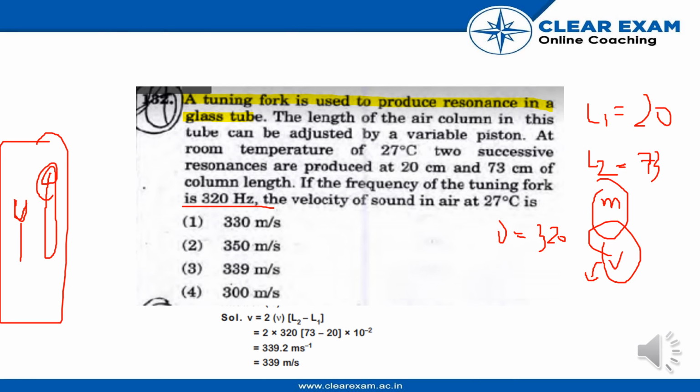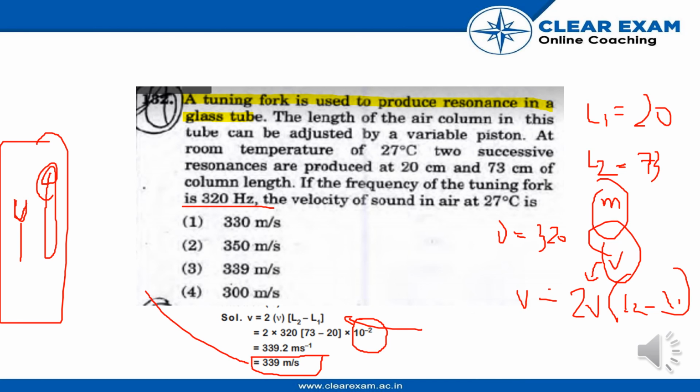There is a formula for that: twice the frequency times the difference of the two resonances, so we subtract L1 from L2, L2 minus L1. We convert the resonance lengths into meters, so 10 to the power minus 2. By calculating, it comes to 339 meters per second. So here we have the solution: 339 meters per second.